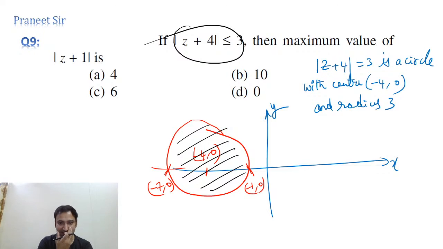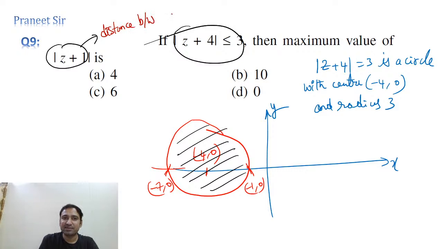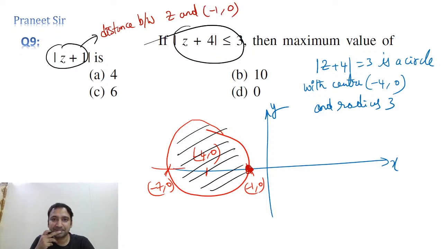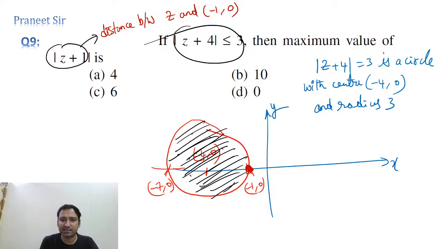Okay. Right. What is the answer, guys? Is it 0? So what is the meaning of this statement? It is the distance between z and the point minus 1 comma 0. The point minus 1 comma 0 is this particular point. Clear? And z can be anywhere inside this circle. It can be here, anywhere. It can be anywhere inside this circle.